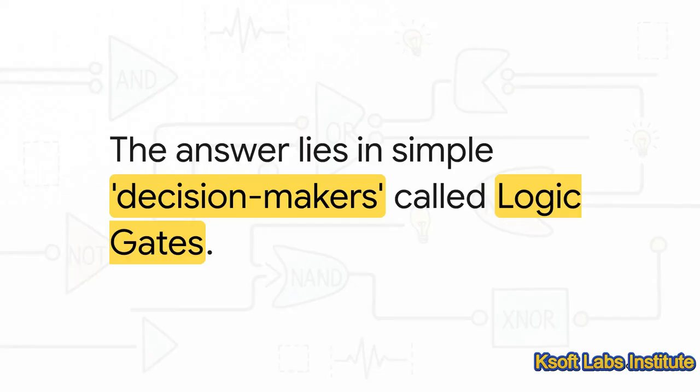Well, the whole secret is in these tiny little things called logic gates. You can think of them as microscopic decision makers. They take in those simple ones and zeros and, based on a single, simple rule, they spit out a brand new 1 or 0. That's the whole game.